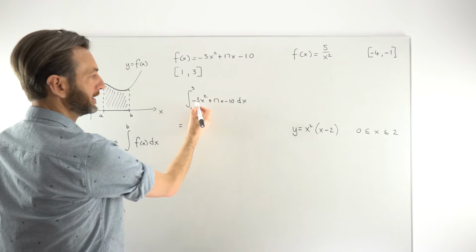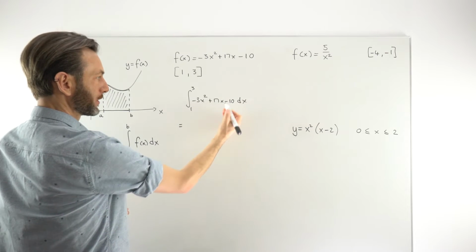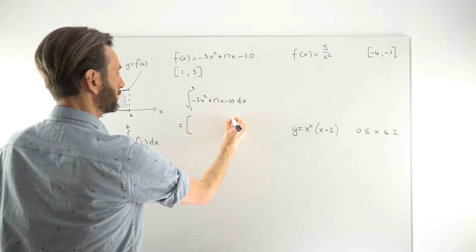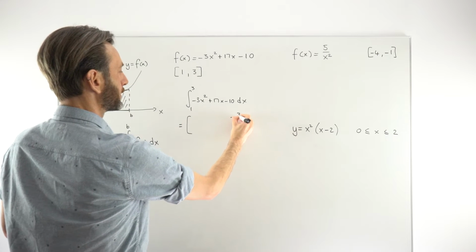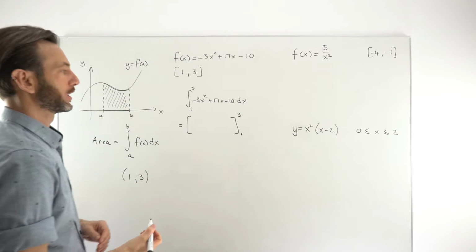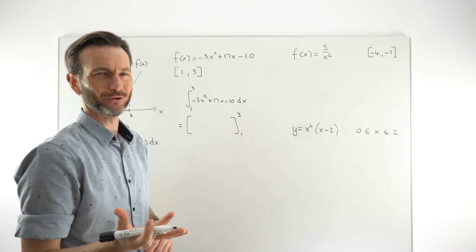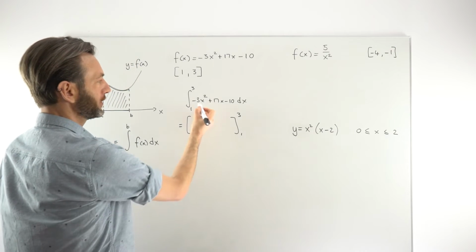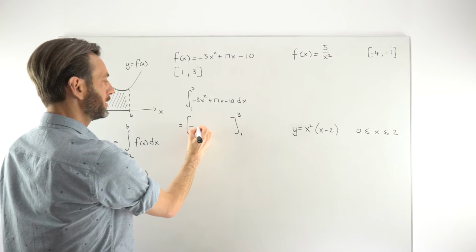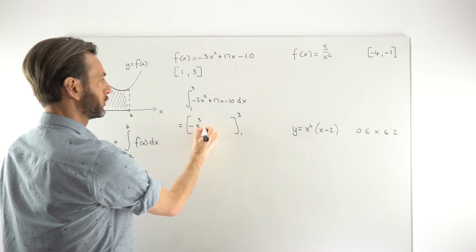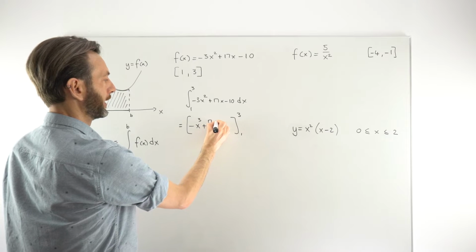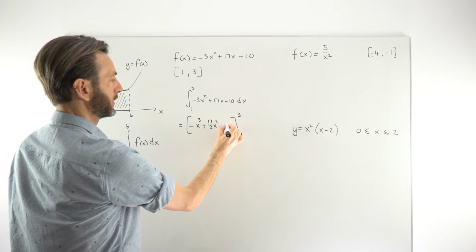So this is already in an integratable form. It's a polynomial. We can use the power rule. So we can go straight to putting this in our square brackets like this, just using our normal definite integral technique, increasing the power by 1, dividing by the new power. So it's going to give us minus x cubed plus 17 over 2 x squared minus 10x.